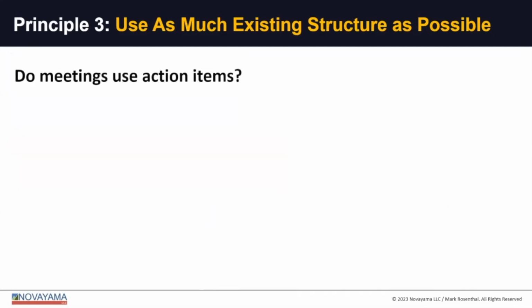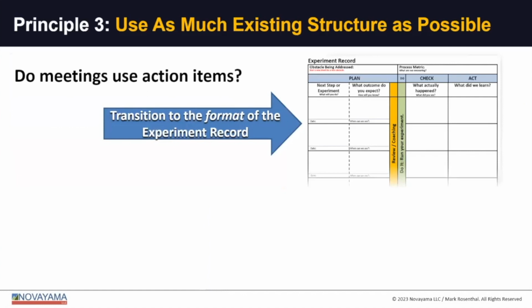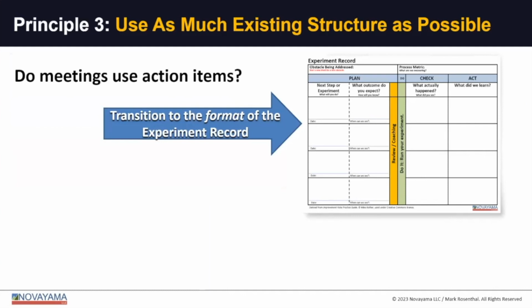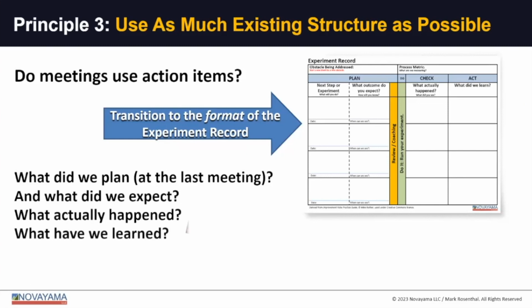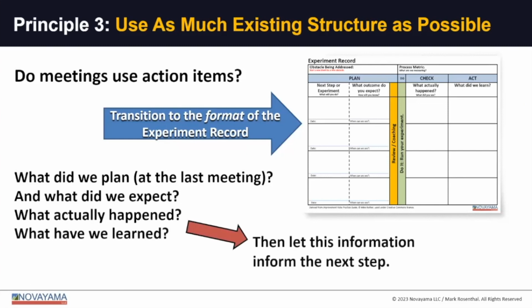For example, do your meetings use action items? So you can transition the format of your action item record to something that looks like the format of the experimenting record. Then we can ask different questions. So what did we plan to do at that last meeting? What did we say we were going to do? It's amazing how many meetings never go over this. What did we expect? Almost never do meetings go over this. What actually happened? What have we learned? And then use that information to inform the next step that we're going to take before the next meeting.